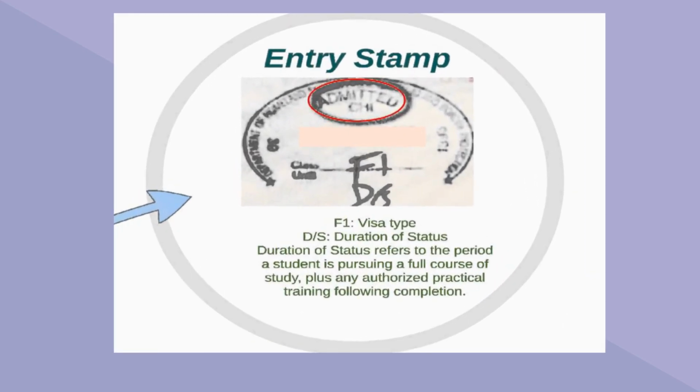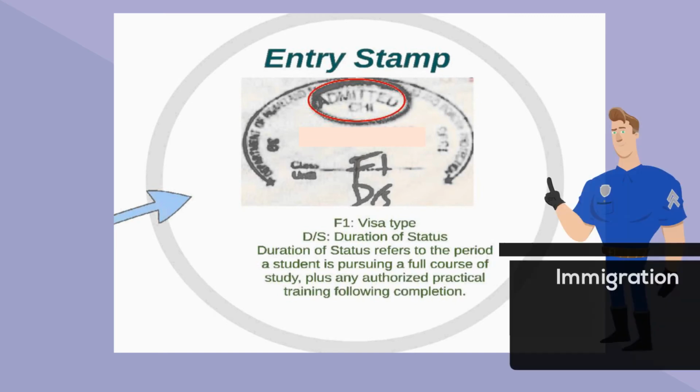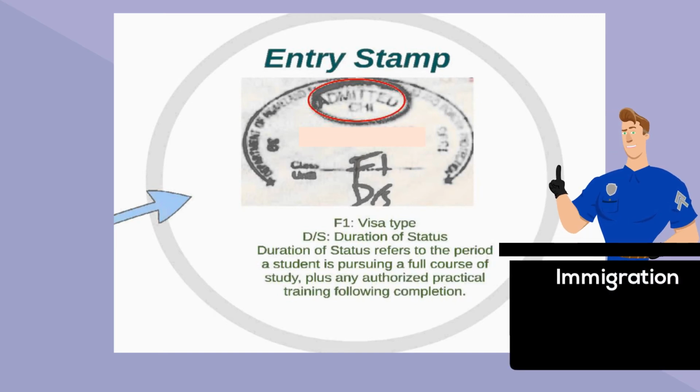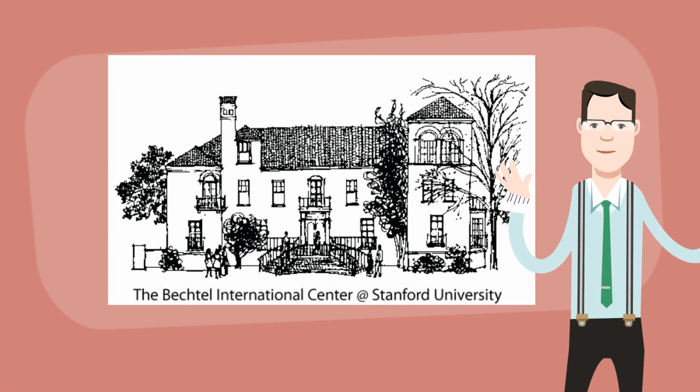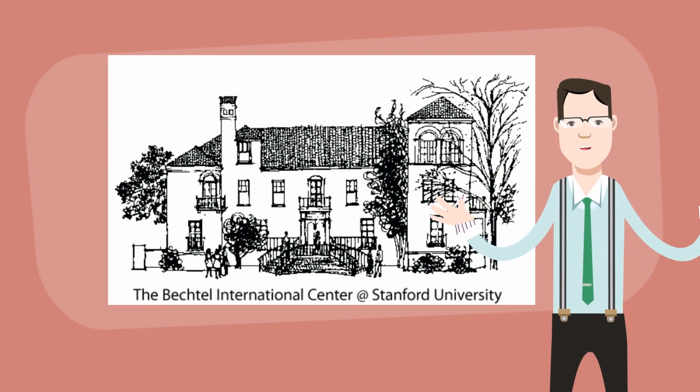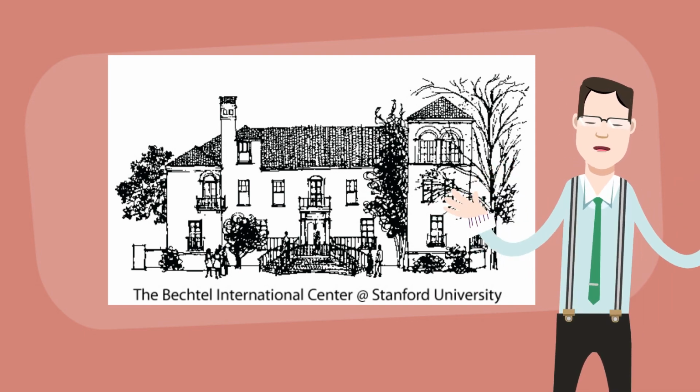This duration of status notation and your visa type was also stamped into and handwritten into your passport by the U.S. Customs and Border Protection officer at your port of entry. Please review all these documents carefully and alert an international student advisor at the Bechtel International Center if you see an error in any of your documents.